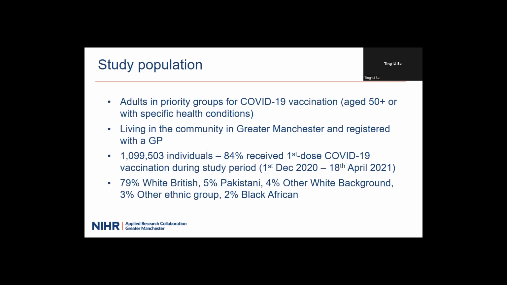So a little bit about our study population then. This has been discussed already, but we were looking at people living in the community in Greater Manchester who are also registered with a GP in Greater Manchester. So that's the restriction that we added, they must have a GP there. And then we were focusing on people who are eligible for priority vaccination. So that was people who are aged 50 plus, or also younger people who had specific health conditions.